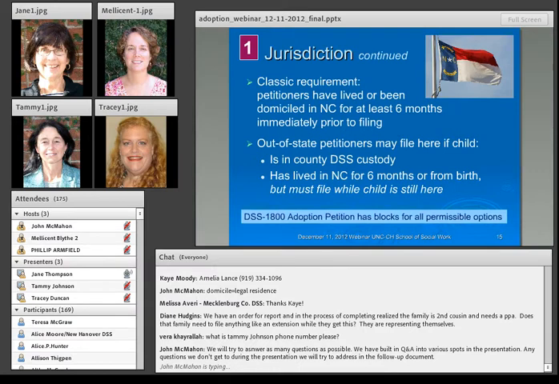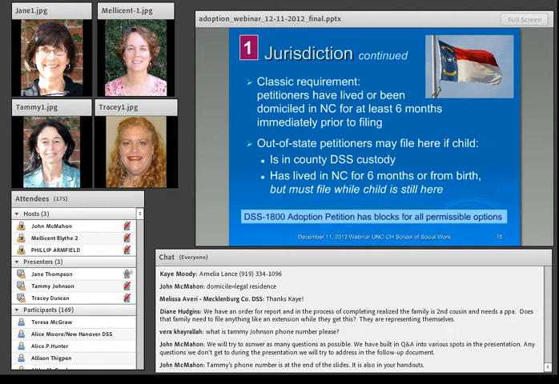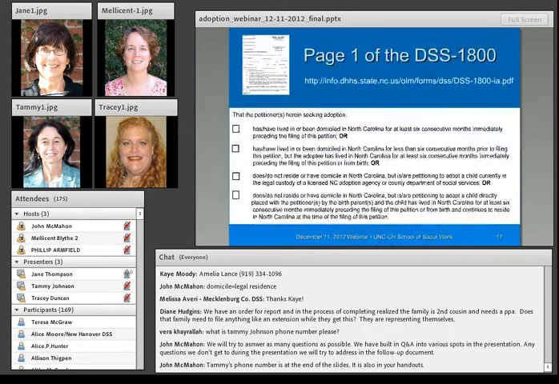Also, we allowed for private independent adoptions to take place here as long as the child has resided in North Carolina for 6 months or from birth. That can be a day, 2 days, but they must file while the child is here. You see at the bottom that the DSS 1800, the adoption petition, has blocks for all these permissible options. I'm going to click forward 2 slides, and here's page 1 of the DSS 1800. So these are the 4 possible blocks. I remember getting a call from a clerk not too long ago saying, can they really file here?